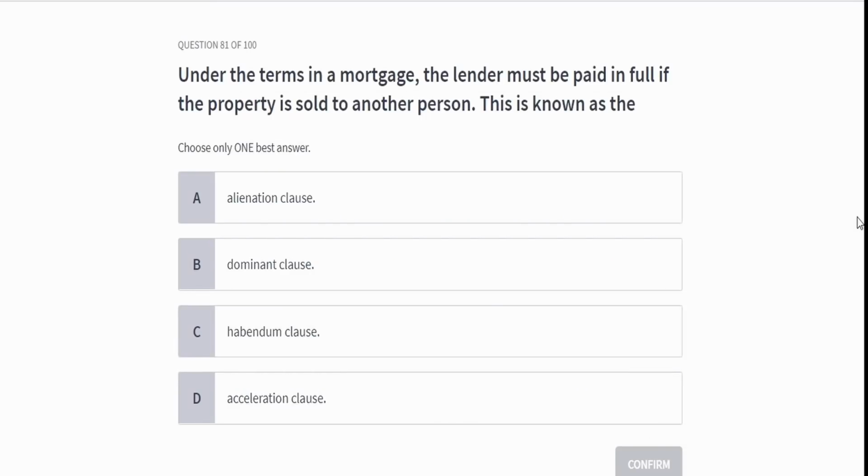All right, next one, 81. Under the terms in a mortgage, the lender must be paid in full if the property is sold to another person. This is known as, and it gives us four options. There are four contract clauses. Remember, I was giving you guys a little bit of a warning about that earlier. So we're seeing these in these later questions. A, the alienation clause; B, the dominant clause; C, the habendum clause; or D, the acceleration clause. So which contract clause does this pertain to? Take some time, read this one over again, and come up with your answer.